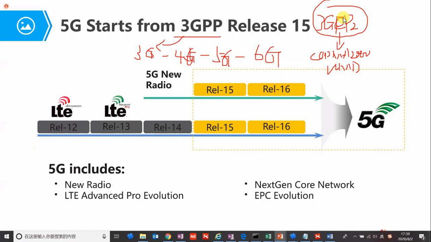This organization was North American, but now it's over. It's finished. All the communication technology will now be defined by the 3GPP, this organization.